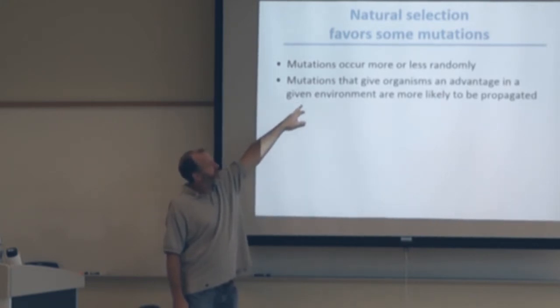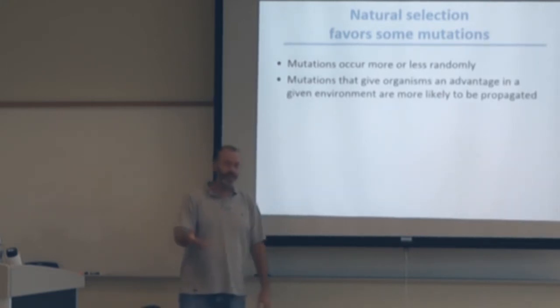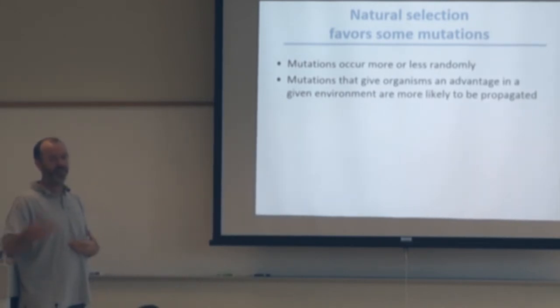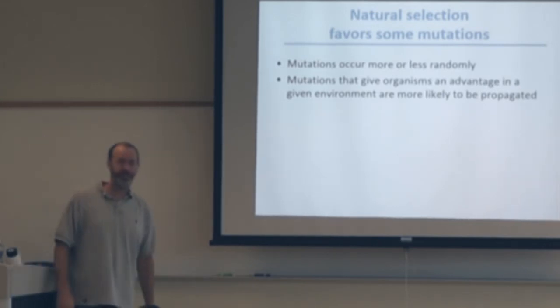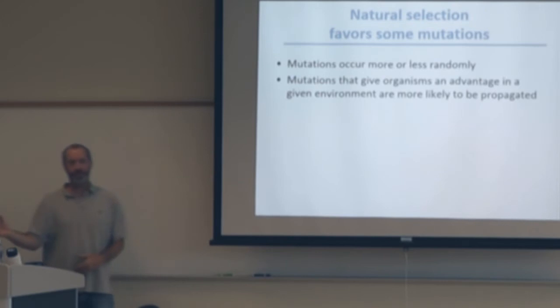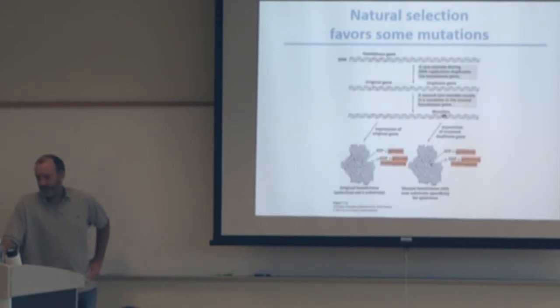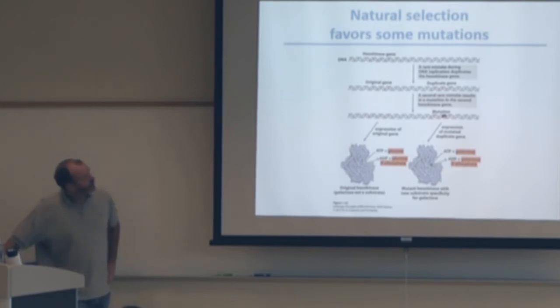So mutations that give organisms an advantage in a given environment will give the organism with the mutation an advantage to survive better, be more fit in that particular environment. Once we started developing farms, people who weren't able to digest all the starches weren't able to breed as much because they were sick all the time, because that's all they were eating at the time. Does that make sense? So natural selections favor some mutations.